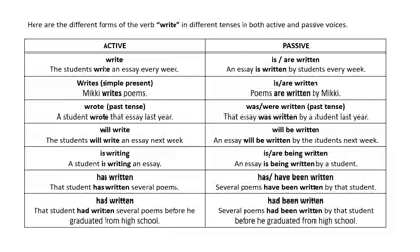Okay. For the last example, had plus past participle written. The student had written several poems before he graduated from high school. Okay. For the passive, it's formed by having had plus been plus past participle. So we have here several poems had been written by that student before he graduated from high school.